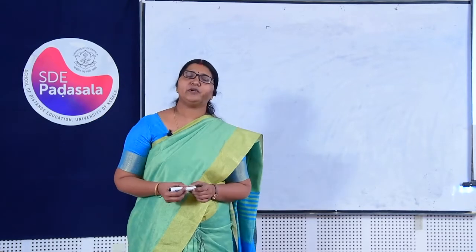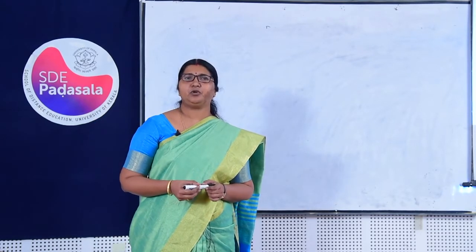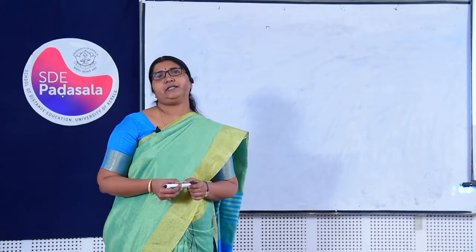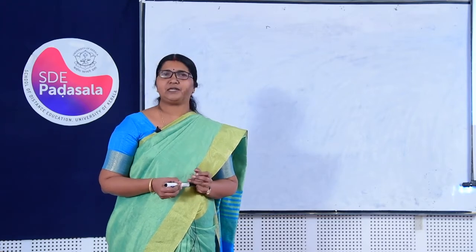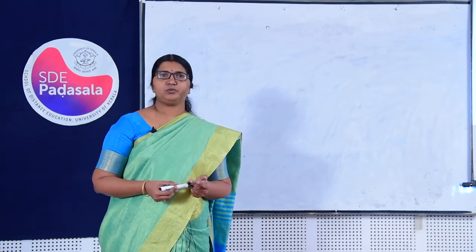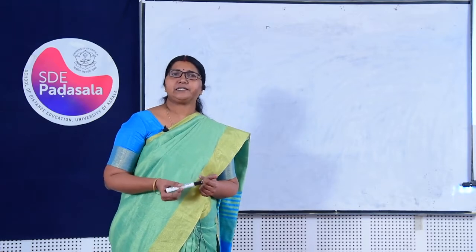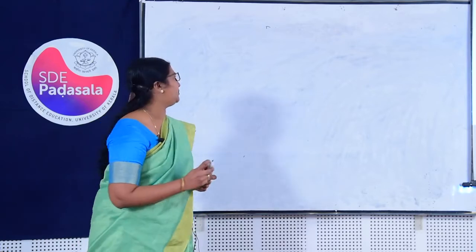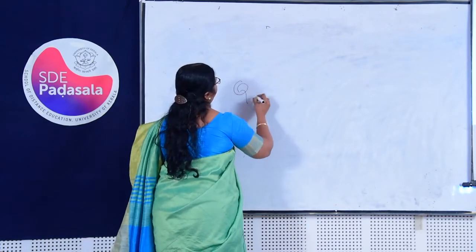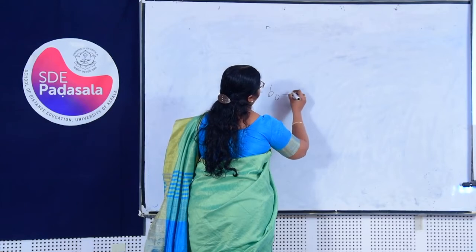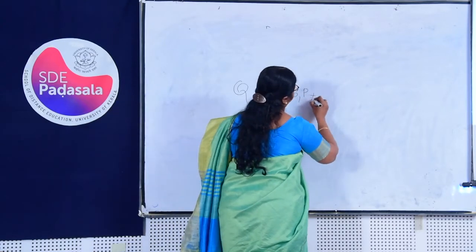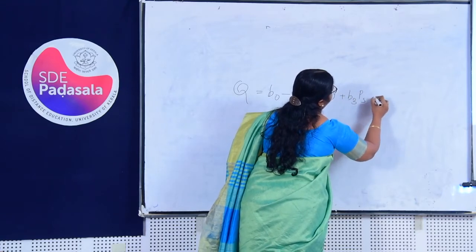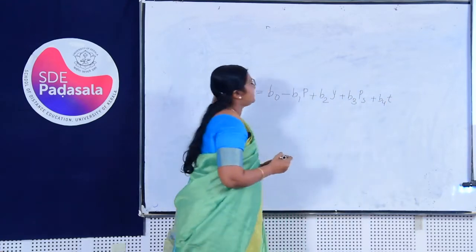Now, let us examine what is the difference between a mathematical model and an econometric model. From demand theory, we know that demand for a commodity depends on many things like price of that commodity, price of related goods, income of the consumer and taste and preferences of consumers. So, let us examine a mathematical model. Q is equal to B0 minus B1P plus B2Y plus B3PS plus B4T. So, this is a mathematical model.